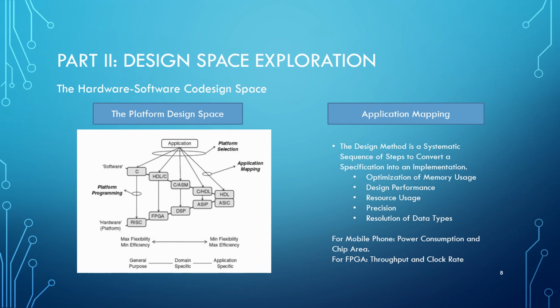For a chip in a mobile phone, the objectives could be minimizing the power consumption and chip area. For a field programmable gate array, the target for system implementation could be cost, could be the number of logic gates, flip-flops, and RAMs used, together with performance objectives such as the throughput and the clock rate of the synthesized system.